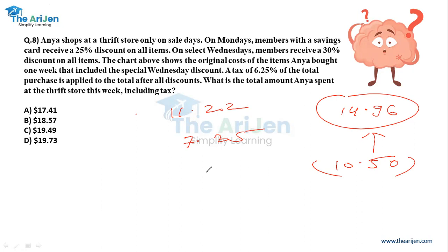And when you add the total for these values, 7.35, 14.96, and all the values, 18.57 is somewhere the total. So on solving it, you will get 19.73, which matches option D.